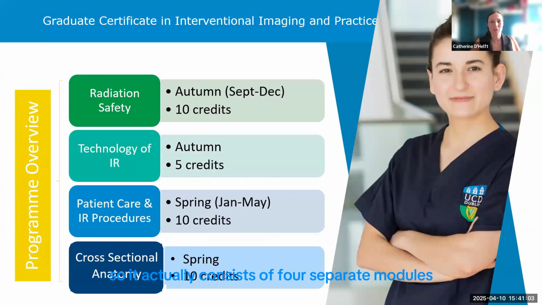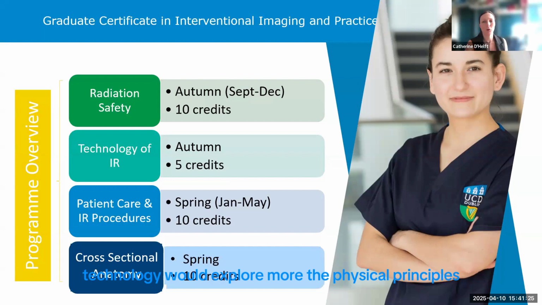So it actually consists of 4 separate modules, and you can see them here. They are radiation safety, technology of interventional radiology, patient care and interventional procedures, and cross-sectional anatomy. Radiation safety would cover the principles of radiation protection and safety protocols, the current policy, and your role within these policies. Technology would explore more the physical principles and technological advancements in IR, including cone beam CT as well. Cross-sectional anatomy looks at providing comprehensive knowledge of anatomy that's all relevant to the interventional room.